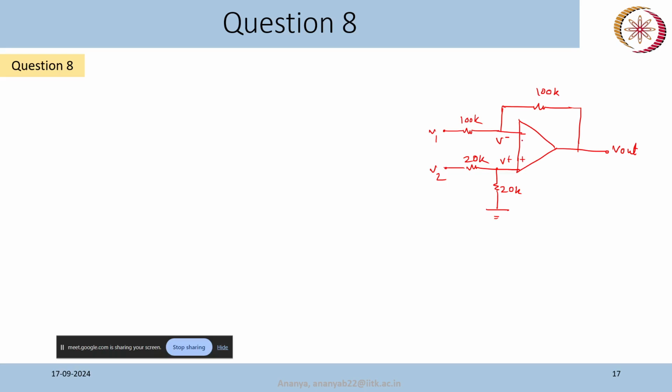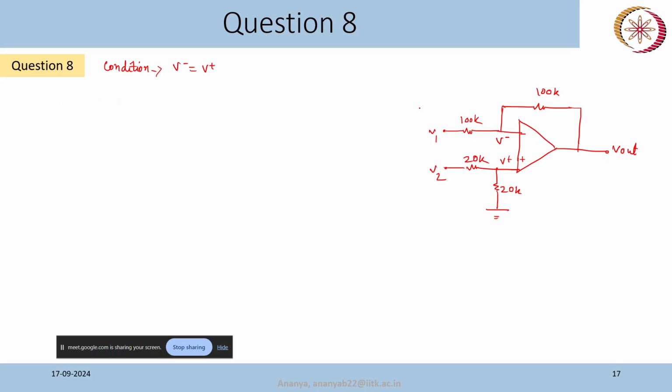Now what consideration we take is that the input impedance of an op-amp is very high. That means the op-amp is not drawing any current, and the voltages at V minus and V plus are both the same. It's not a condition, it is a consideration we take. If we consider the input impedance as very high, we consider V in minus as virtual ground.